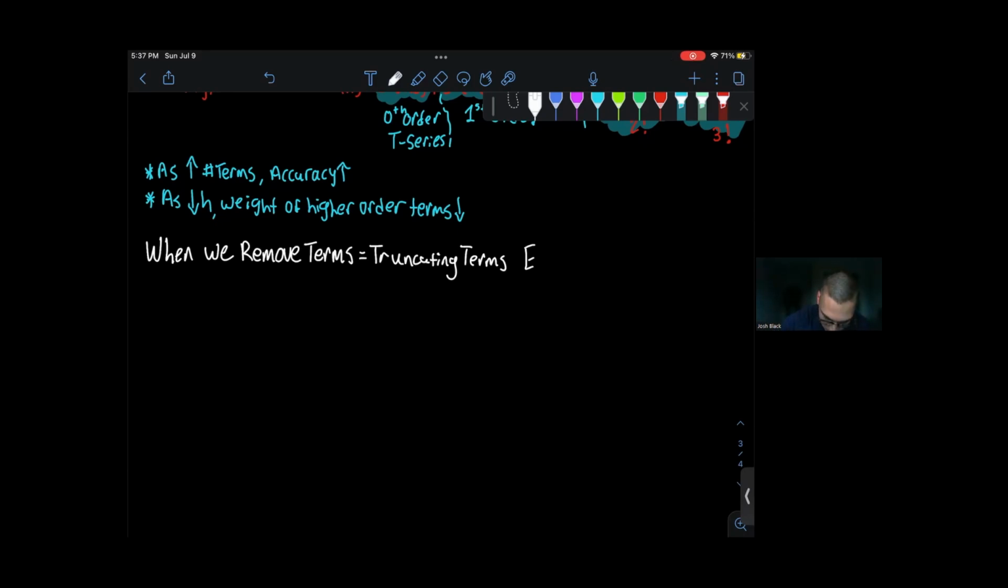The error of our truncation is going to be equal to the remainder of our Taylor series, Ri, which is everything that we've cut off, all remaining truncated terms. Now, if we were to have a first order Taylor series, that means we truncated Taylor series terms of the order 2 and up.